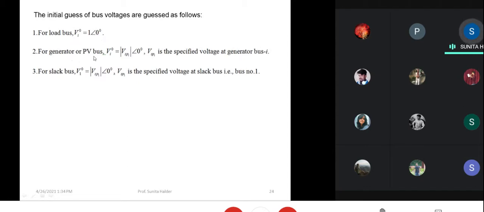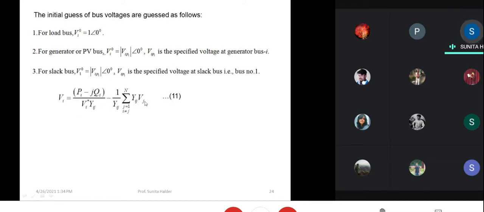For generator or PV bus, why have I written generator or PV bus? Because a generator bus is a PV bus, but all PV buses may not be generator buses. One load bus may also be a PV bus. So that's why I have written generator or PV bus, the initial bus voltage will be the specified bus voltage at an angle 0, because I do not know what the angle will be. So we guess it as 0. For the slack bus, there is no assumption. It will be constant throughout the load flow calculation. That is the specified voltage at an angle 0 degree.